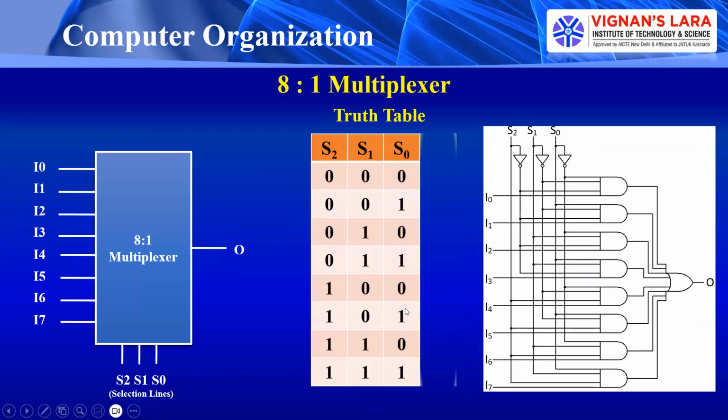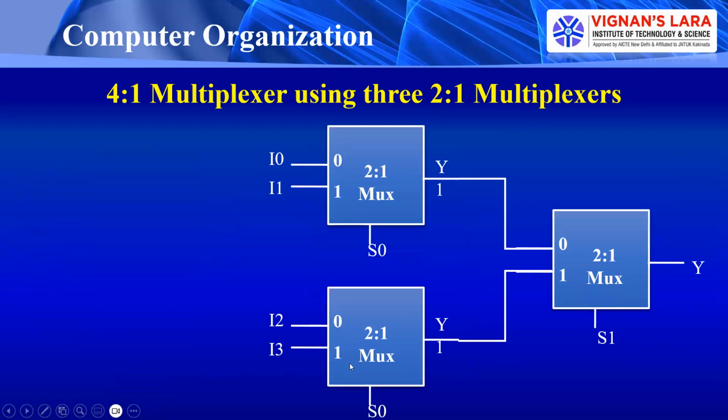So here I use the same logic. For I0, I1, I2, I3, I use S0 as the selection line, because S0 is equal to 0 for I0 selection as well as I2 selection, and S0 is 1 for I1 selection as well as I3 selection. Now these two outputs are given to the inputs of the output 2 by 1 multiplexer. Here, if S1 is equal to 0, the input which is the output of the first multiplexer is selected. S1 is 0 for inputs I0 and I1, so these inputs reach output Y like this.